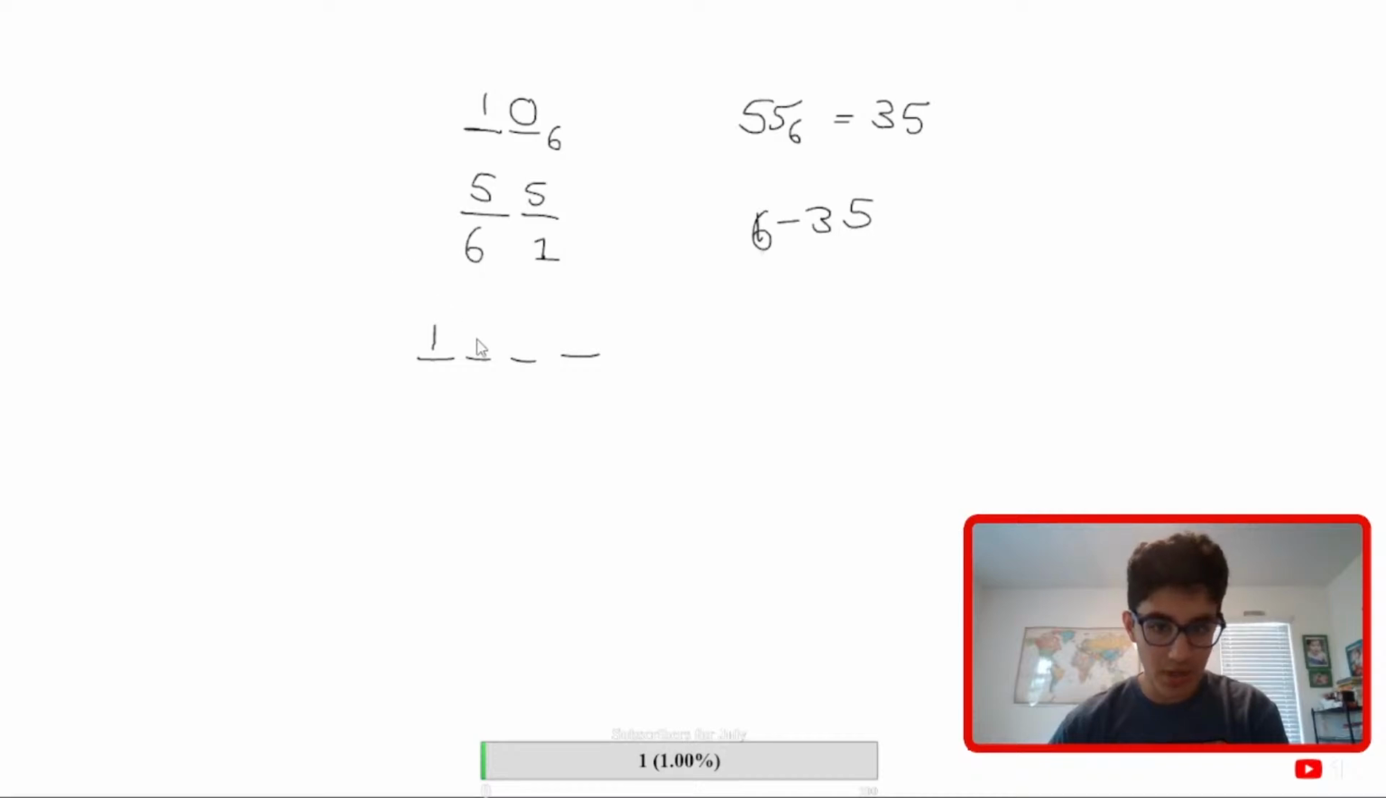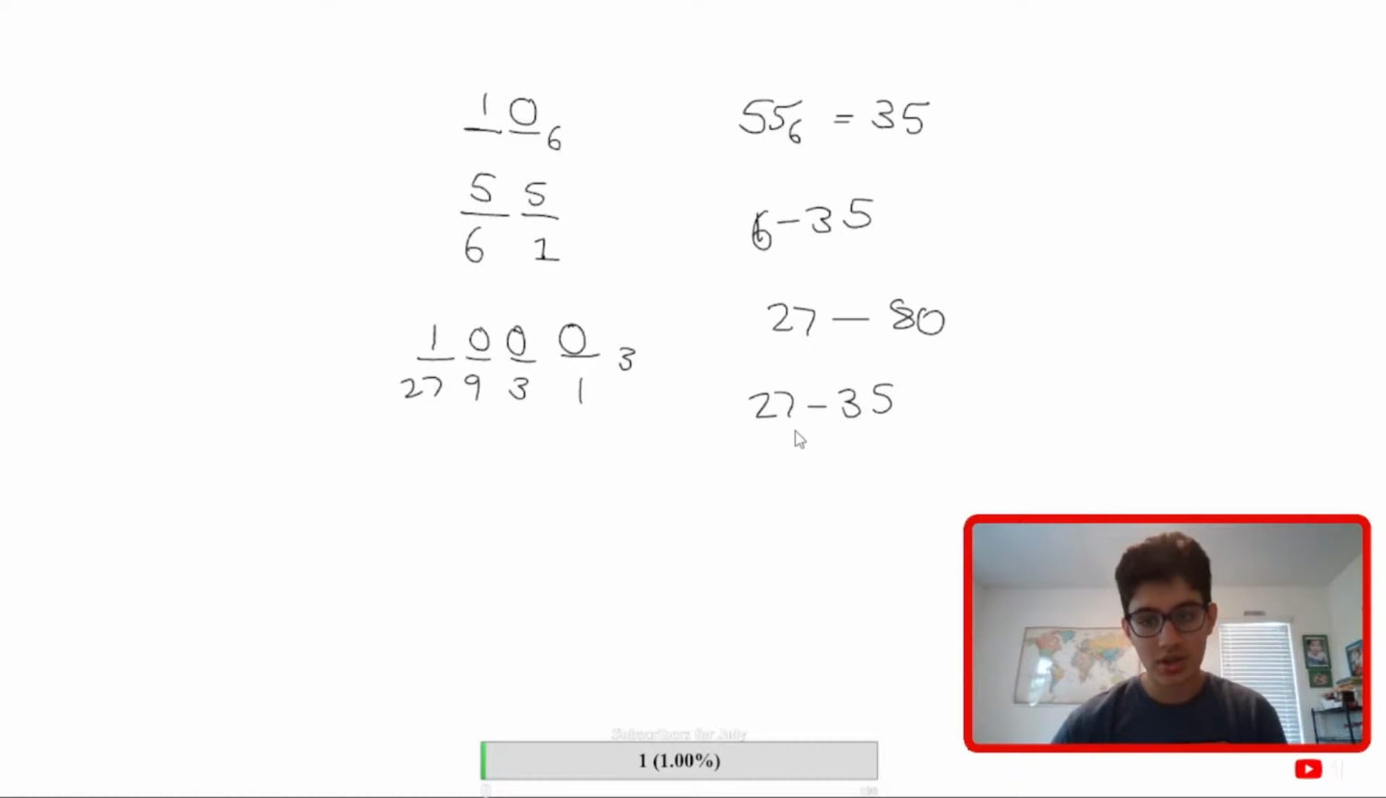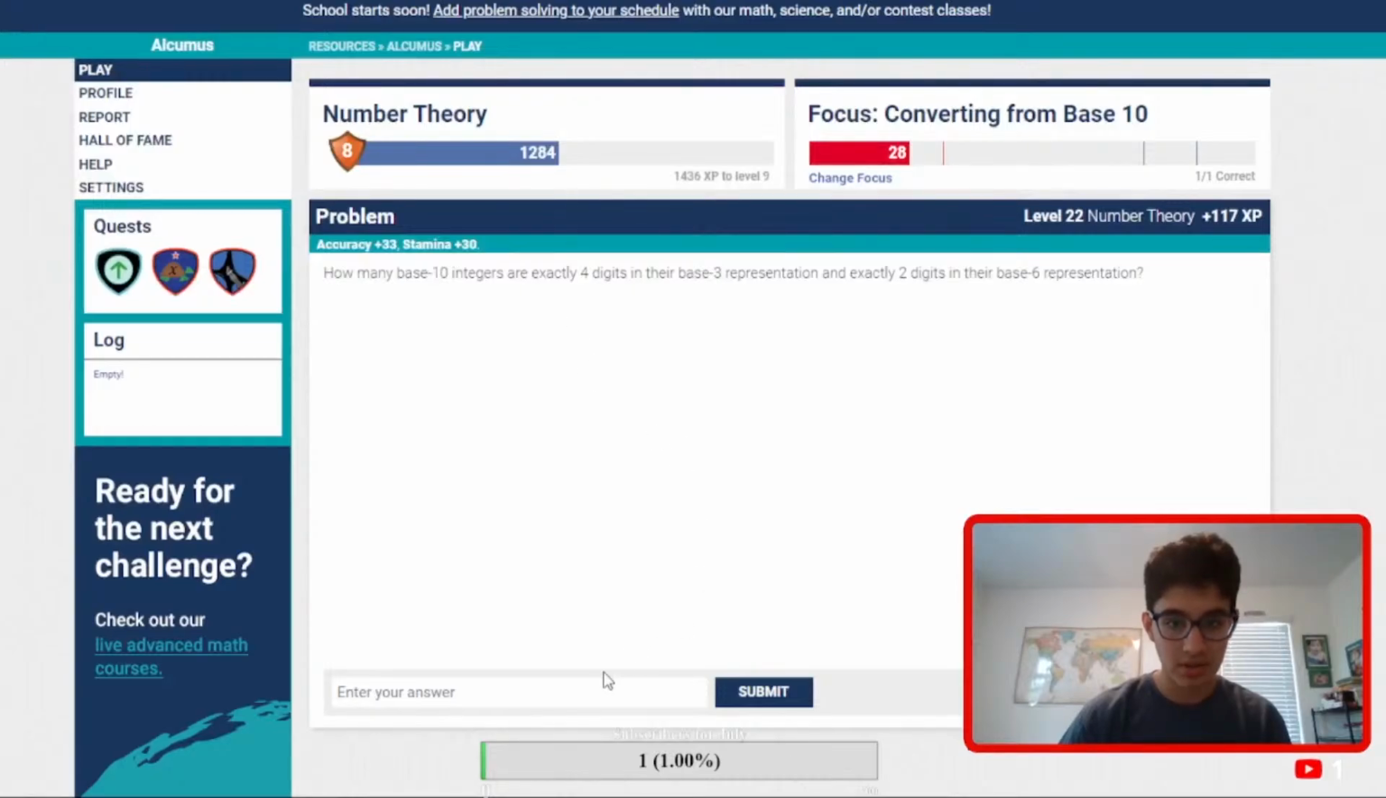Over here, meanwhile, the minimum value we can have is 1000 base 3. So this is 1 times 3 cubed, which is 27. So the minimum value is going to be 27. And then you go until some big value, it'll be 80. Right? So how many numbers are there in common? It's going to be 27 through 35, which is 9 numbers. Right? 9 different numbers.